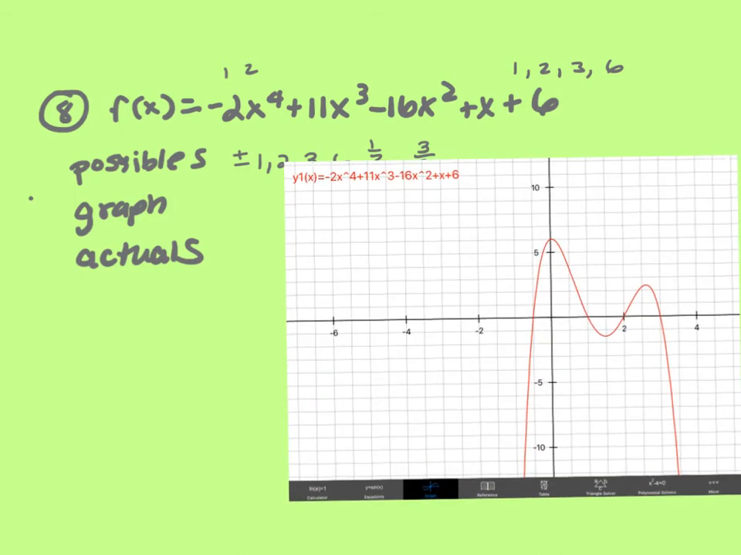So from here, you can actually eliminate, because you get -1. This would be 1, and this would be 2. Actually, this would be -1/2. So you can actually eliminate a lot of your possibles. What I would do is just grab an easy one like 1, put it on the outside, -2, 11, -16, 1, and 6. Bring down the -2.